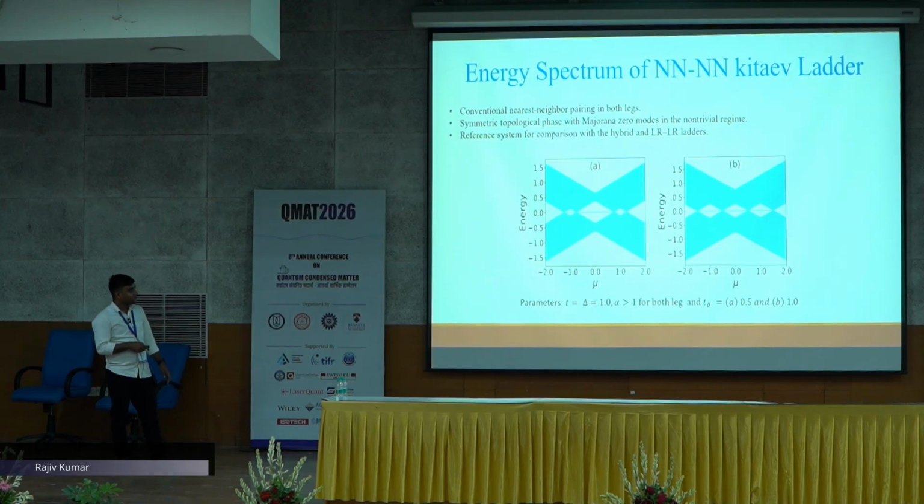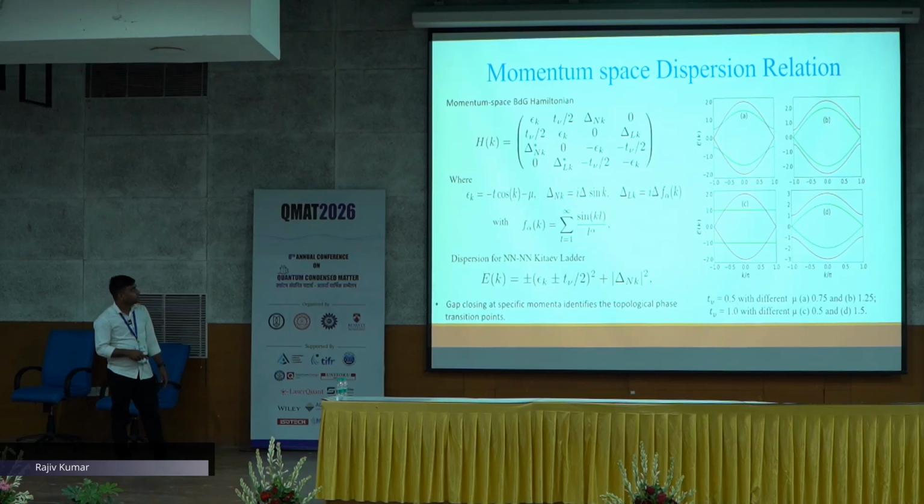But in the hybrid Kitaev ladder we don't split the topological region symmetrically into a left part and a right part. Next we discuss the momentum space and dispersion relation, to confirm the topological regions.